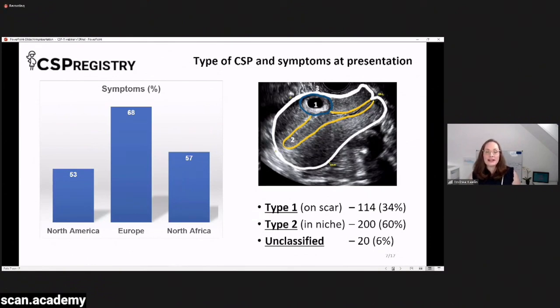Most of the women that we have collected have presented with symptoms when they were diagnosed with their cesarean scar pregnancy. Especially in Europe, almost 70% of patients complained of bleeding, pain, especially abdominal pain, or a combination of both. And also over the other continents, pain and bleeding seems to be the majority of the symptoms.